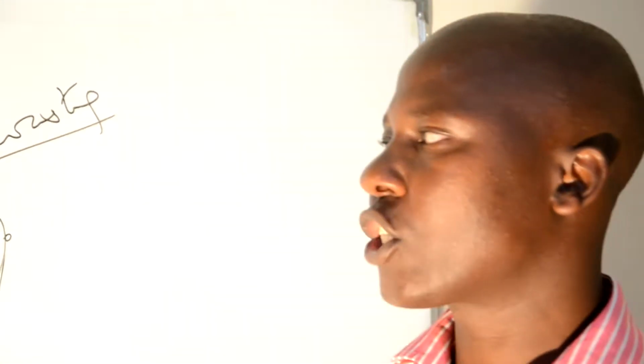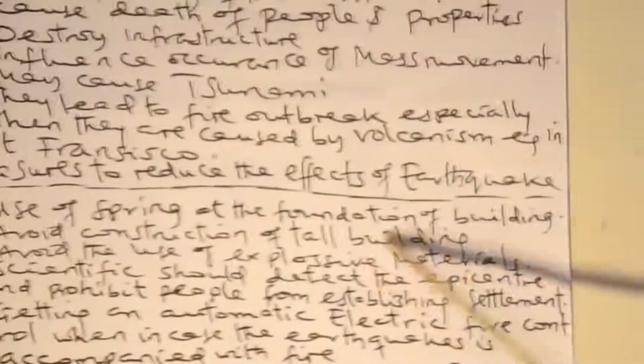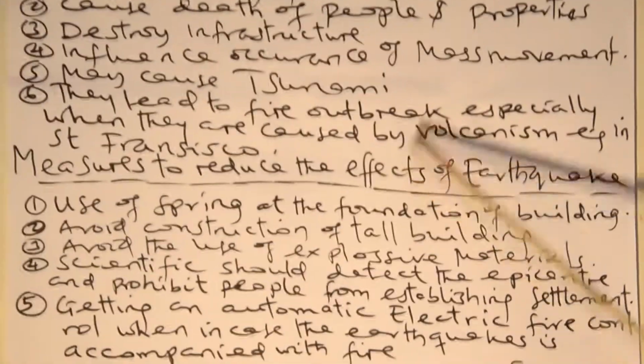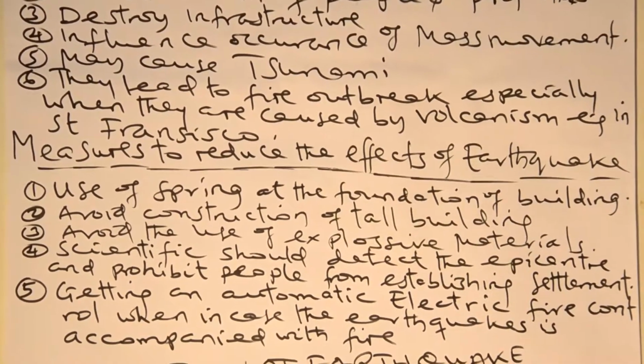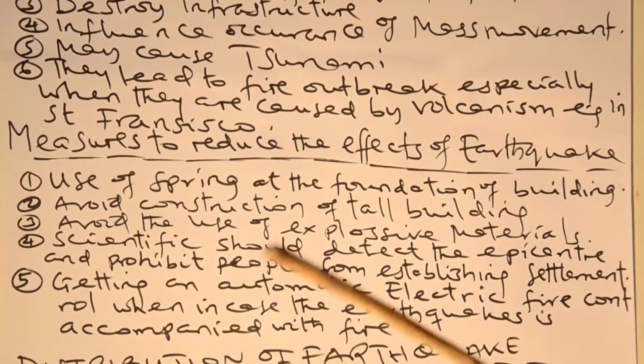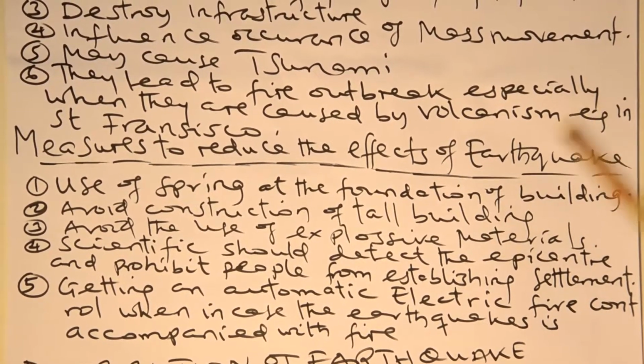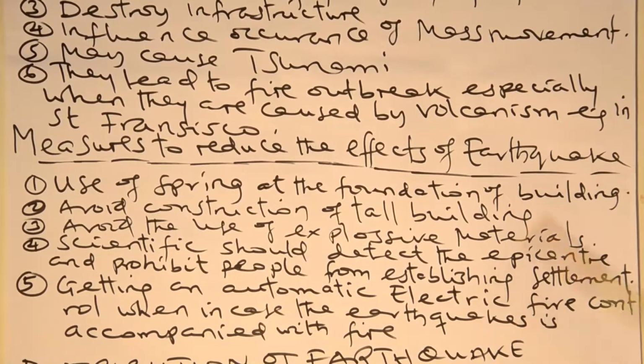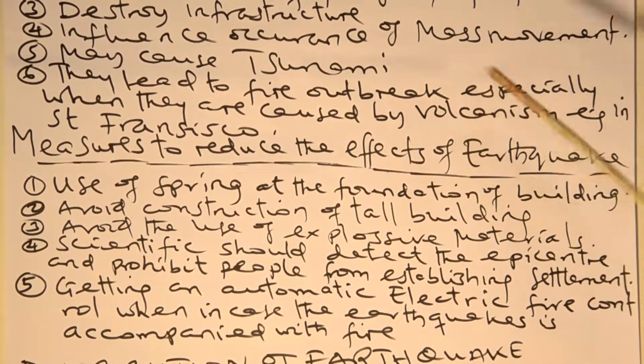Measures to reduce the effect of earthquake. As you know, the earthquake can lead to different destruction on the earth's surface. What are the measures or ways to prevent or avoid it from happening again? Because it is taking place mostly.